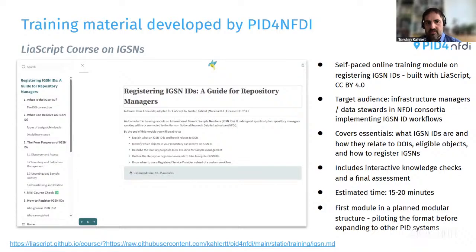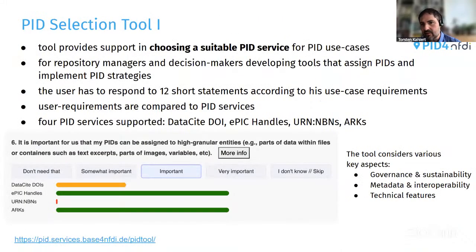The course covers the essentials, for example, what IGSN IDs are and how they relate to DOIs, which objects are eligible, how to register them, and when to involve a registered service provider. The course takes about 15 to 20 minutes, and includes interactive knowledge checks and a final assessment. This course is a first module in a planned modular structure. We are piloting the format here before expanding it to other PID systems. And with this, I hand over to Jana, who will go on with the PID selection tool.